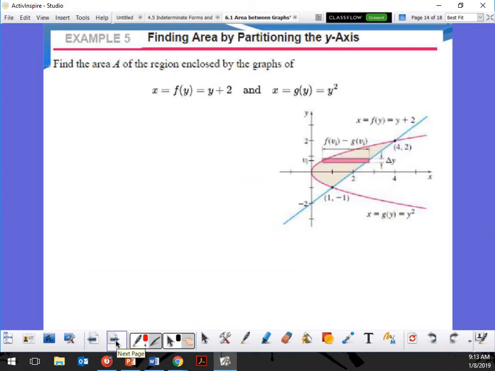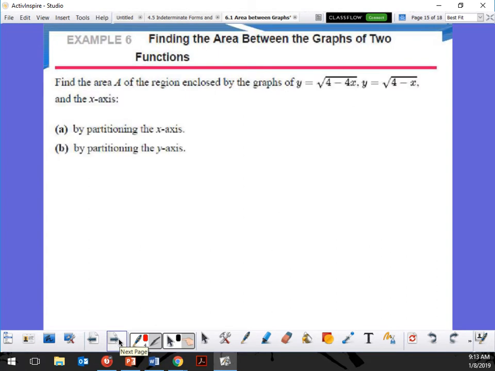All right, let's take a look. Oh, hey, look, there's a graph too. So you guys can see what it looked like. Now these ones right here, find the area of the region enclosed by those two and the x-axis. So we're going to partition it. We're going to do it according to the x-axis, and then according to the y-axis.